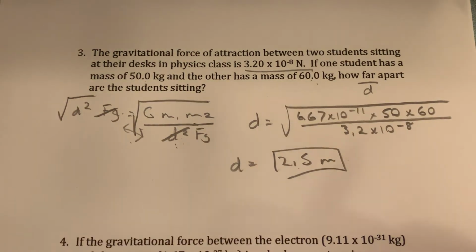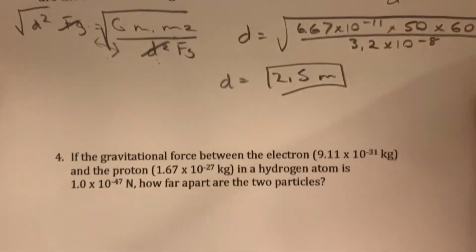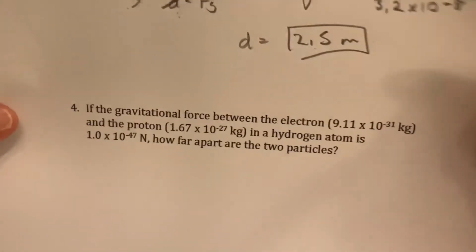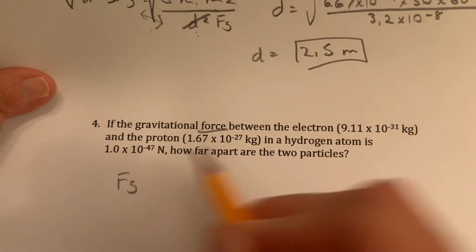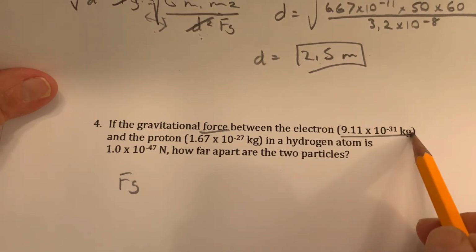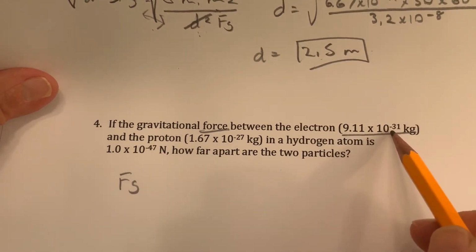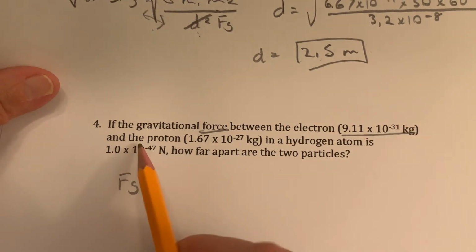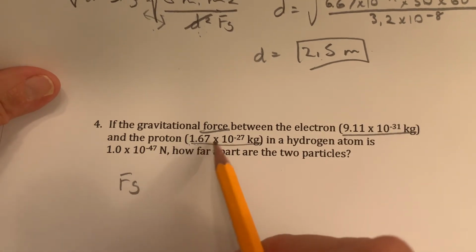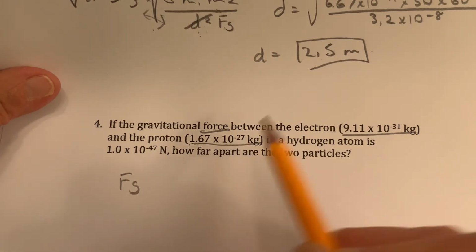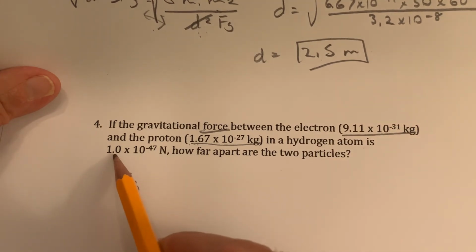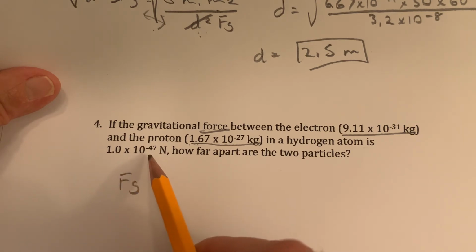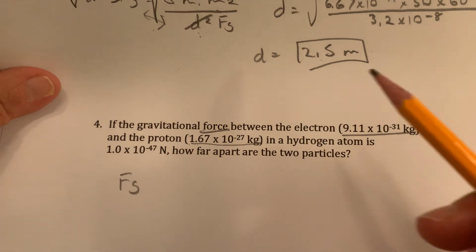All right, the last one, we're going to talk about something that's really small. So we have really small exponents here. We want to know what is the force of gravity, or the Fg, of an electron, which has 9.11 times 10 to the negative 31 kilograms, and a proton, which has 1.67 times 10 to the negative 27 kilograms. So these are really small things. And their force of attraction between them is super small. It's 1 times 10 to the negative 47. So it's really, really small.